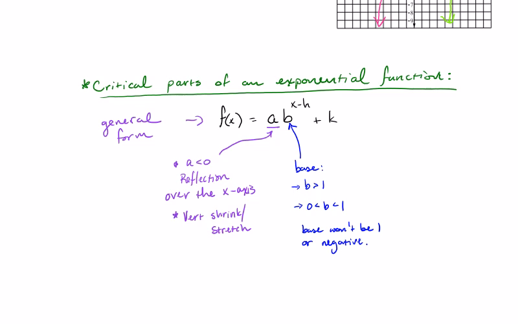And so since we want a continuous smooth curve, you have to have a base that's either greater than 1 or in between 0 and 1. But it can't be 1 and it can't be negative. Alright? Then the last thing is h and k.